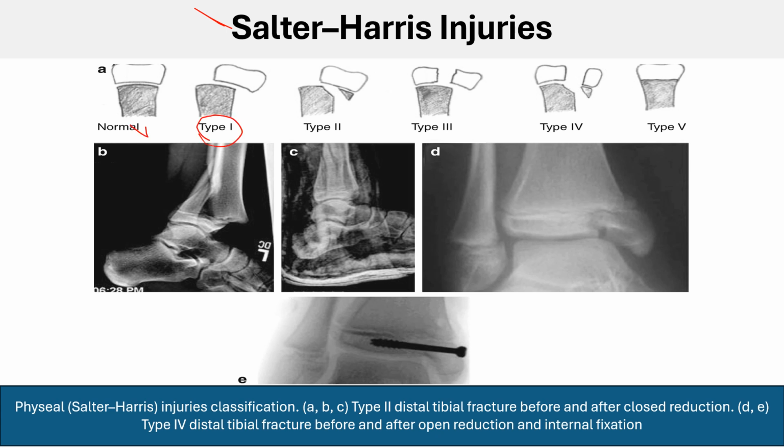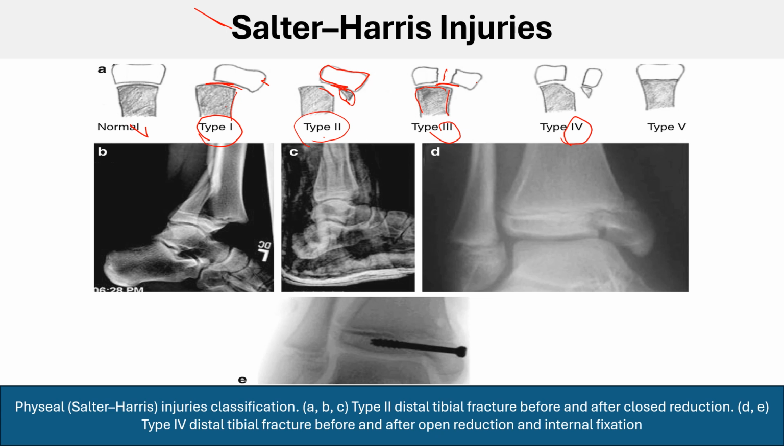Again, to emphasize, because it's really important and is high yield, this is normal. Type 1, you have intact metaphysis, intact epiphysis, and a fracture in the growth plate. Type 2, you have fracture in metaphysis, growth plate, but you have intact epiphysis. Type 3 is the opposite of type 2. You have intact metaphysis, fractured epiphysis, and growth plate.